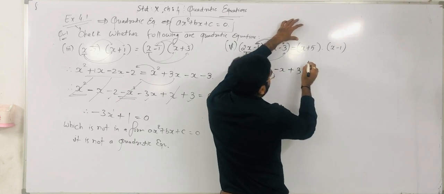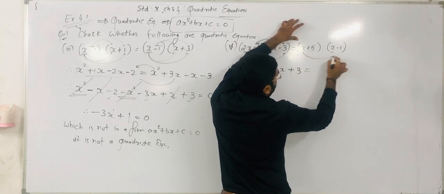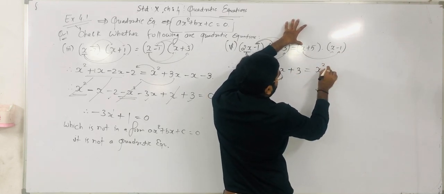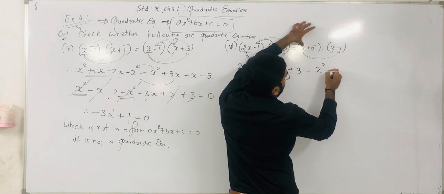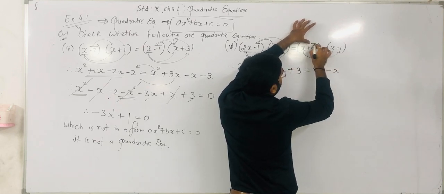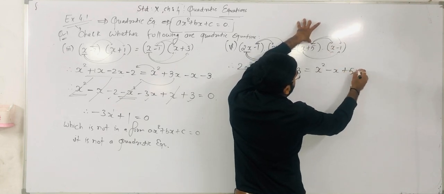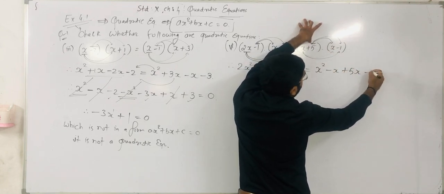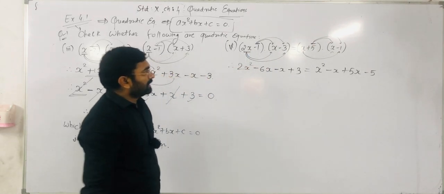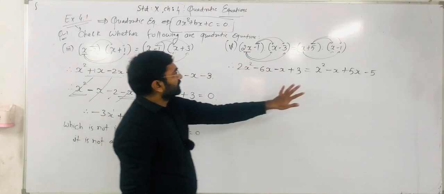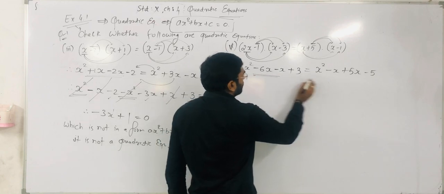Same way, on the right hand side we have to do x into x, we get x square. x into minus 1, so we get minus x. Plus 5 into x, so we get plus 5x. And plus 5 into minus 1, minus 5. Now here all terms we have to take. First of all, give the simplification of the x terms.